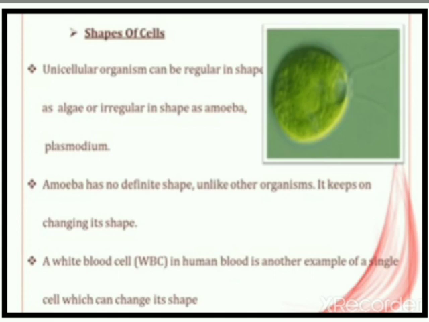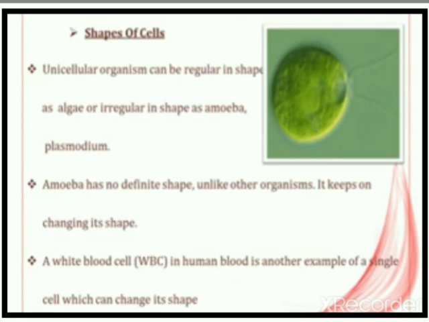Uni means single and multi means many. So we shall discuss first unicellular organisms. So unicellular organisms are those organisms which have a single cell, and that very single cell performs all the functions in the body that are required for the organism to survive. So these unicellular organisms can be in regular shape as algae or irregular shape as in amoeba.